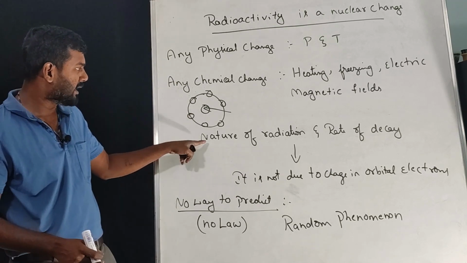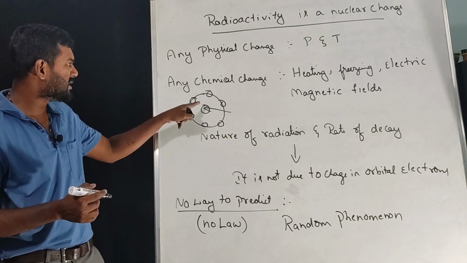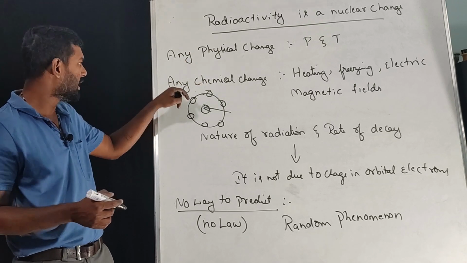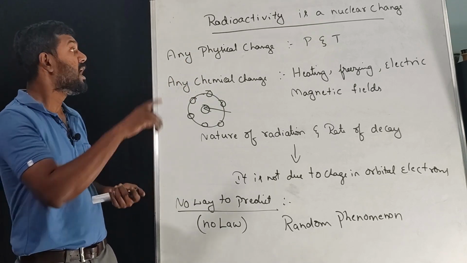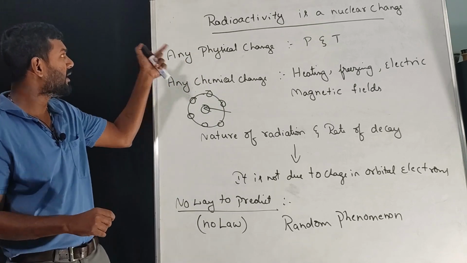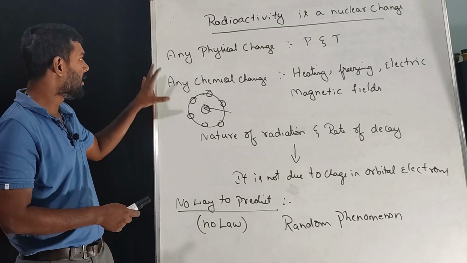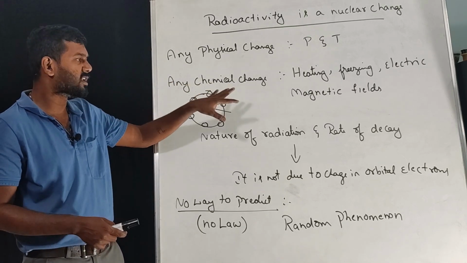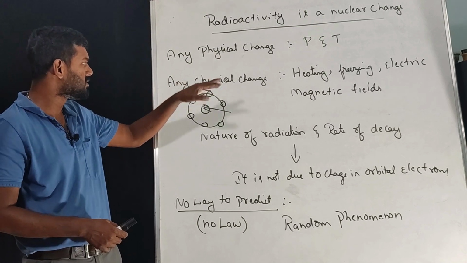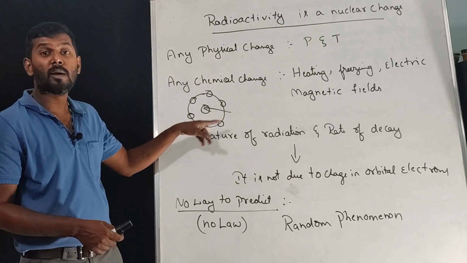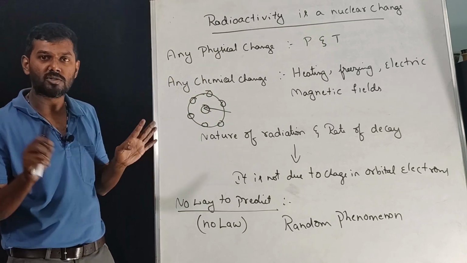Listen, this is why any physical change and chemical change are not considered as nuclear change. Only radioactivity is considered as nuclear change. Keep this in mind. Why are physical or chemical changes not considered as nuclear change? Because they will only change the number of orbital electrons, that's it.